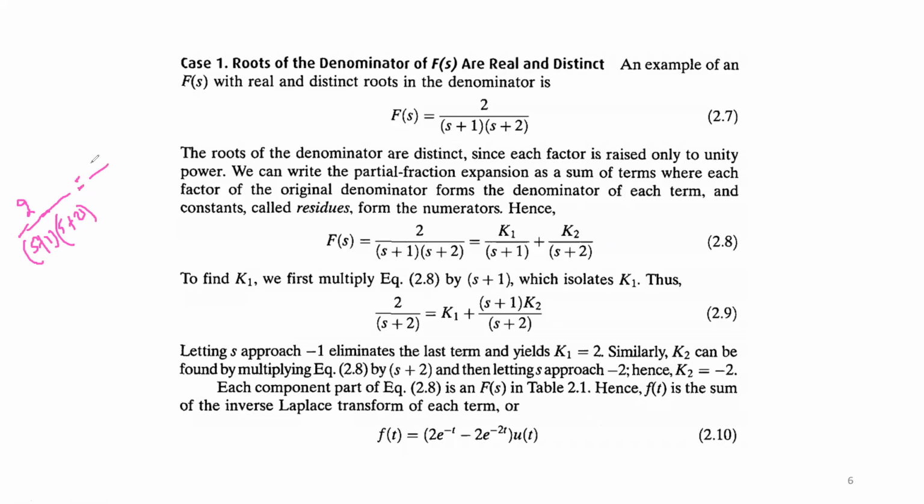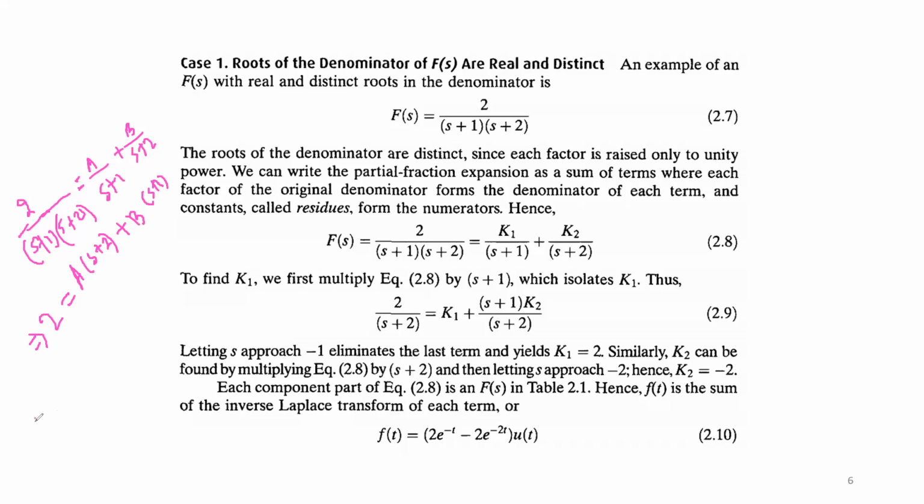And here I can write it like this: A by (s+1) plus B by (s+2). Instead of K1 or K2, I can write A and B. Now multiply it by this term. Then 2 is equal to A into (s+2) plus B into (s+1).